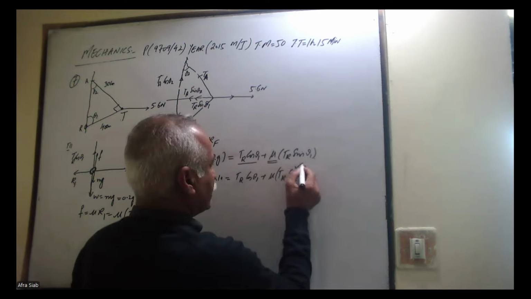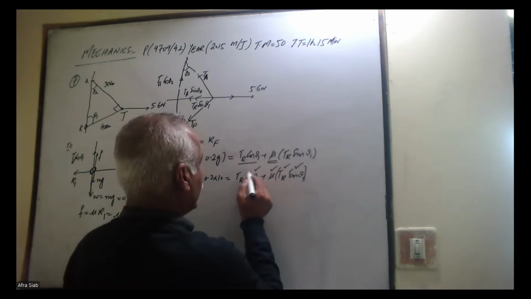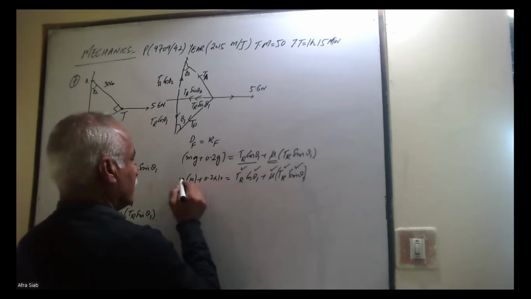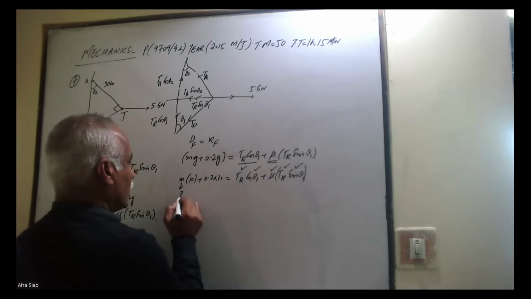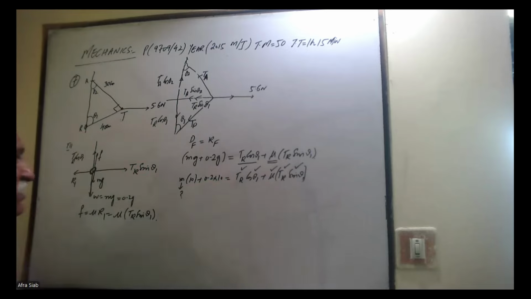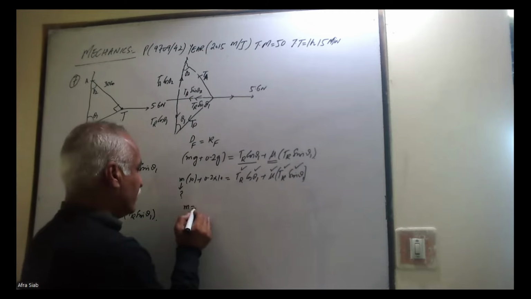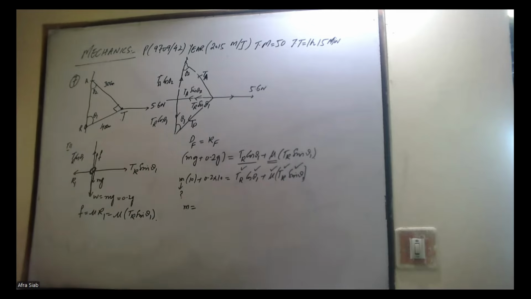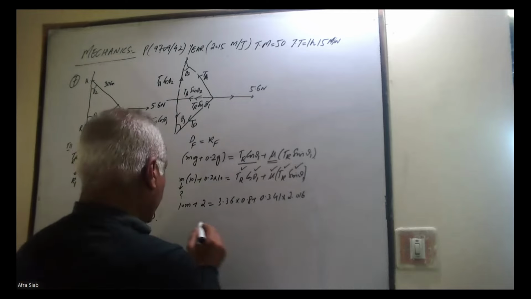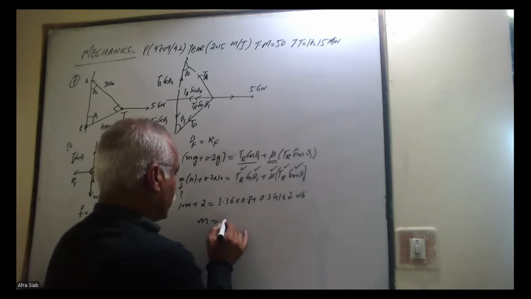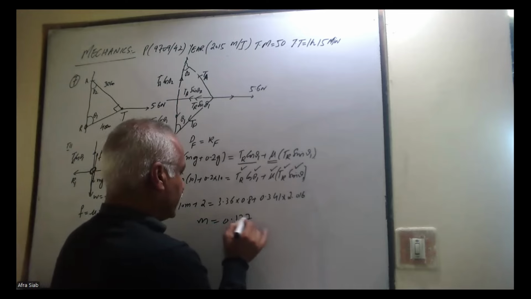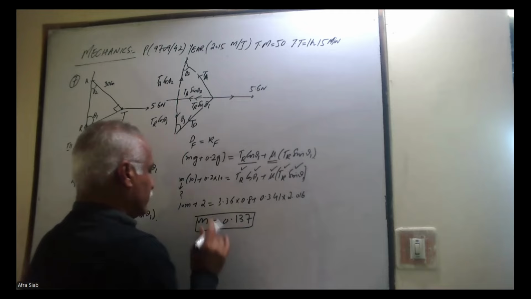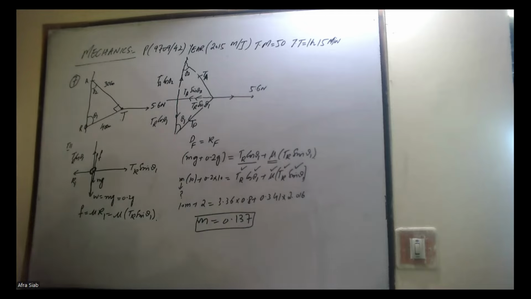So this value is known, this value is known, this is known, this is known, this is known, and this is unknown there. So only m is going to be unknown there, where the rest of the values are known to you. And now you can calculate the value of m there, which is equivalent to 0.137, which is supposed to be calculated in this part there.